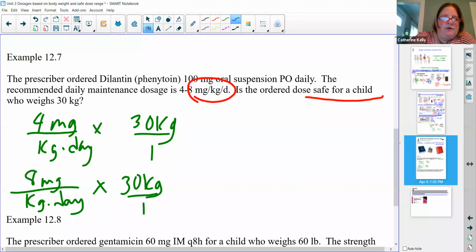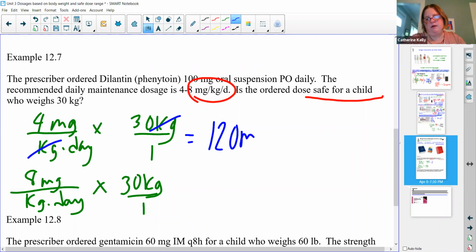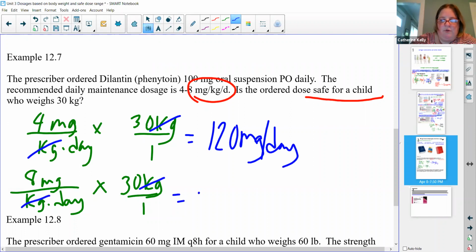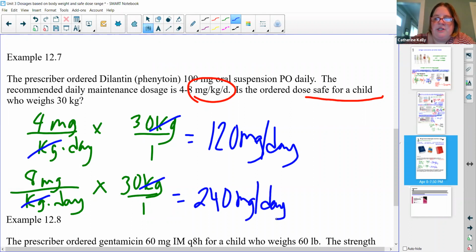So there's a high and there's a low. The lowest amount you can give your patient is 4 times 30, which is 120 milligrams per day. And the highest you can give your patient is 8 times 30, which is 240 milligrams per day. So your patient can only have between 120 and 240 milligram per day because they weigh 30 kilograms. If you have a different patient, you have to do a different range.